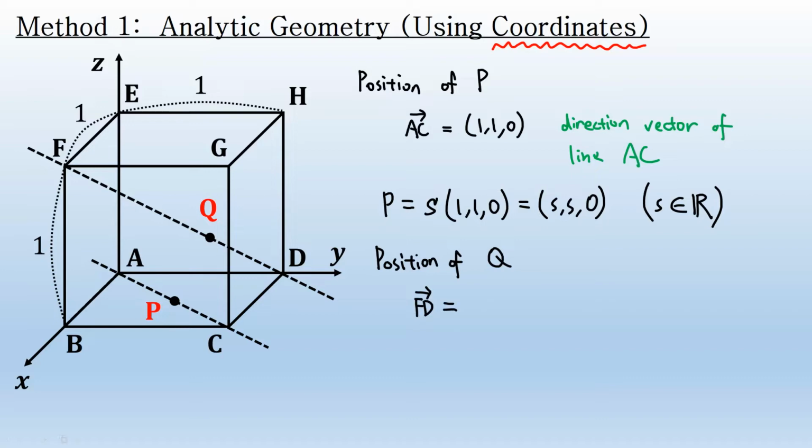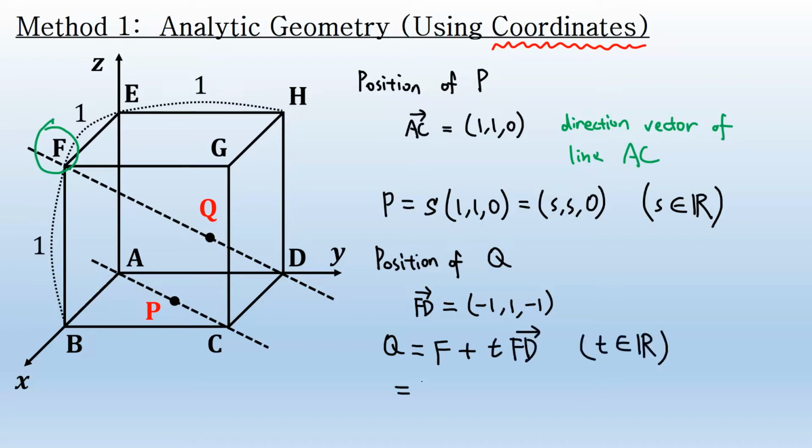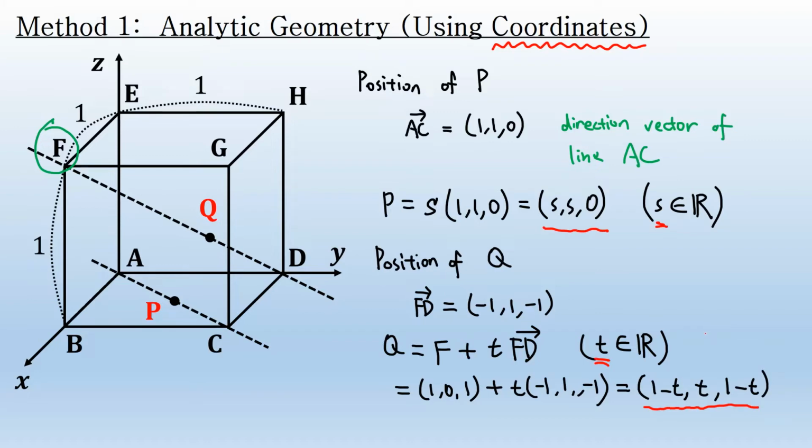Here, vector FD is given as (-1, 1, -1). Here we take F as an arbitrary starting point, then the position of Q is expressed as this starting point plus some real number t times direction vector FD, which is (1, 0, 1) plus t times (-1, 1, -1), therefore (1 - t, t, 1 - t). So these are the positions of P and Q using two variables, s and t.